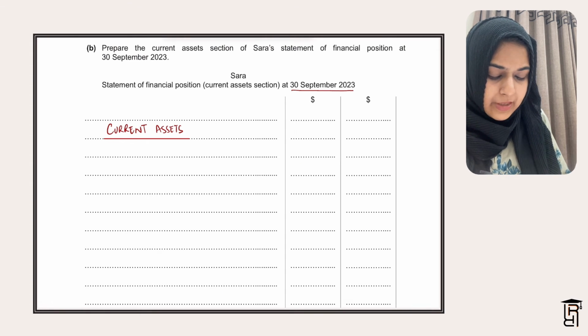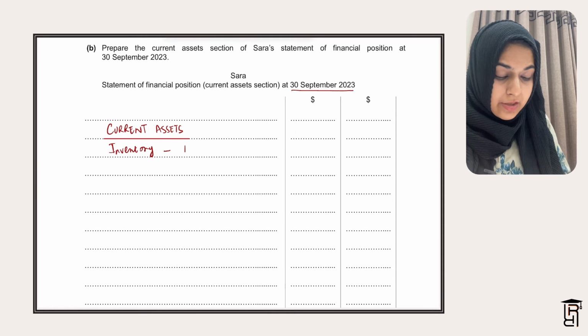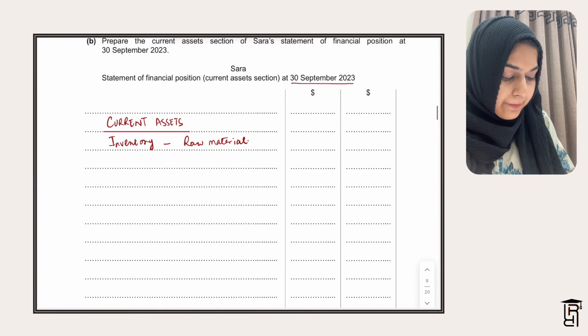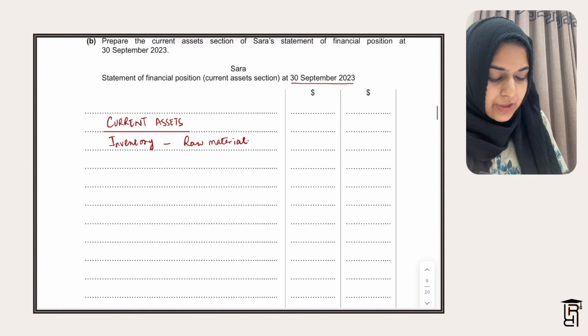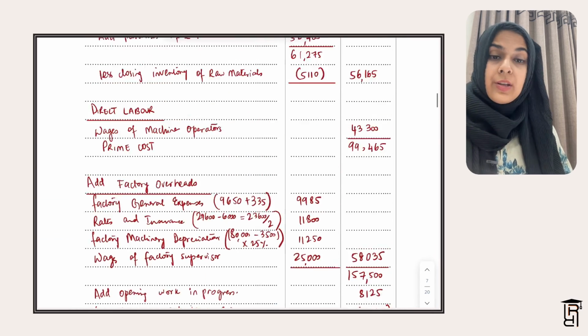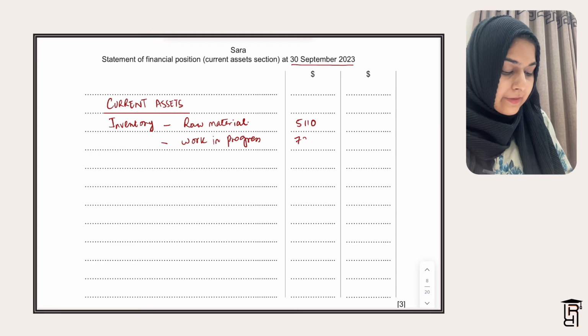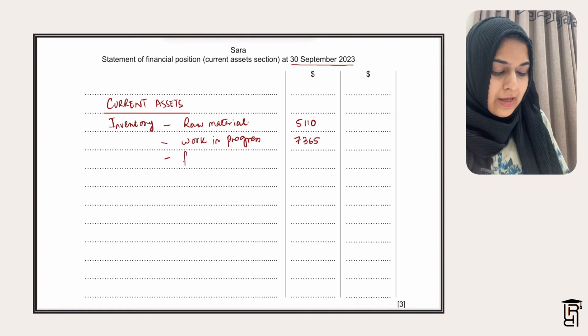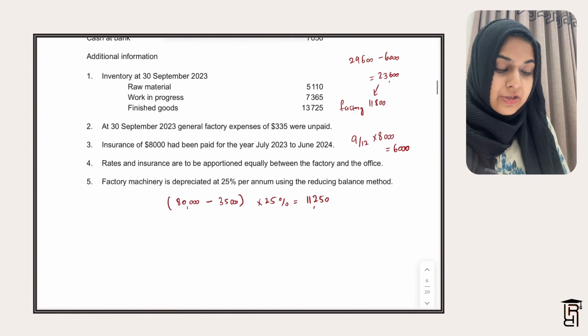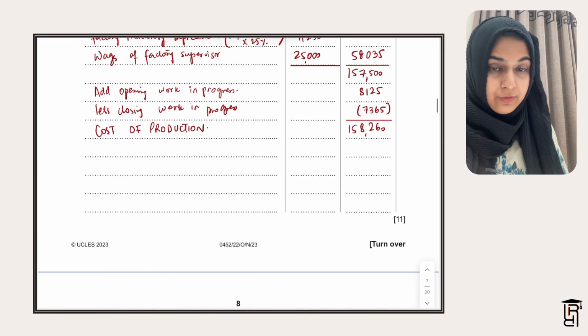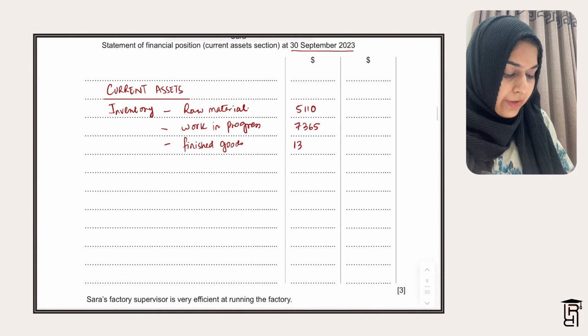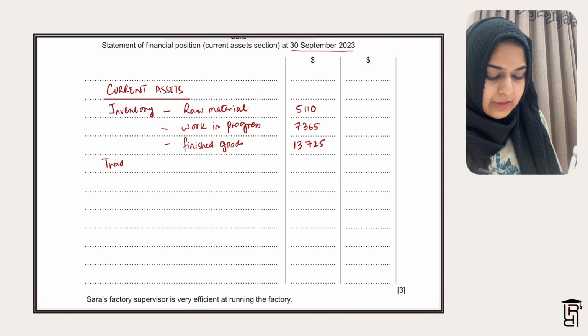So you write here inventory, raw material. So raw material inventory here was 5110. So I write this 5110 here. Then we have inventory of work in progress. So work in progress inventory here in the question was 7365. So I record 7365 over here. And then we have inventory of finished goods. Inventory of finished goods here is 13725. So I record this 13725 here. Then you need to record trade receivables.